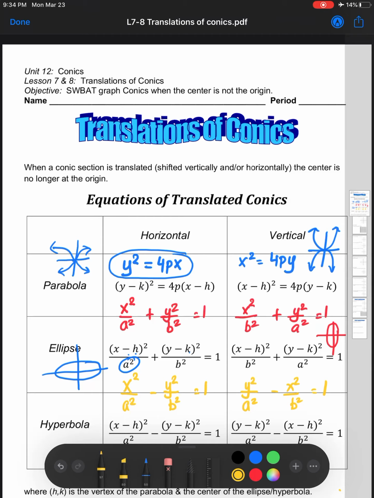The hyperbolas, again, how do I know it's a hyperbola? The biggest key feature is the minus. There's a minus between the two. It's horizontal if x squared is first. So if it's horizontal, this is what it'll look like, right? That's what your horizontal hyperbola looks like. And if it is vertical, it is going to look like this. I'm going to try to squish it in, right?